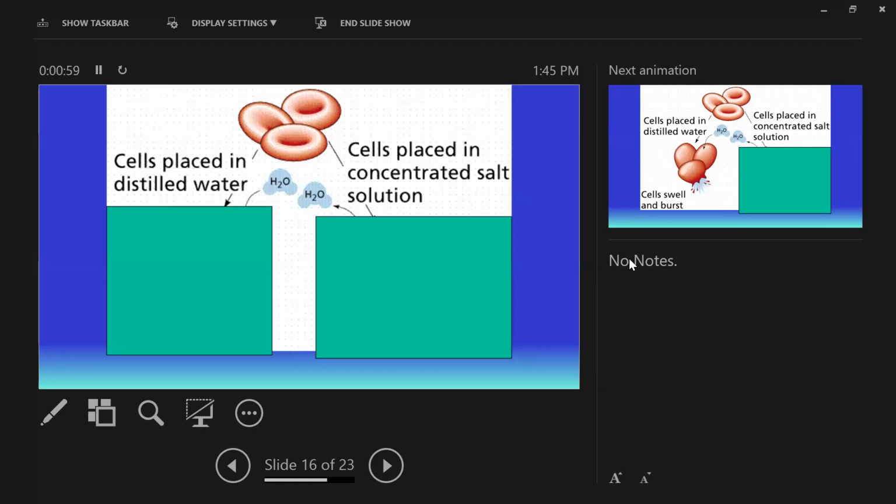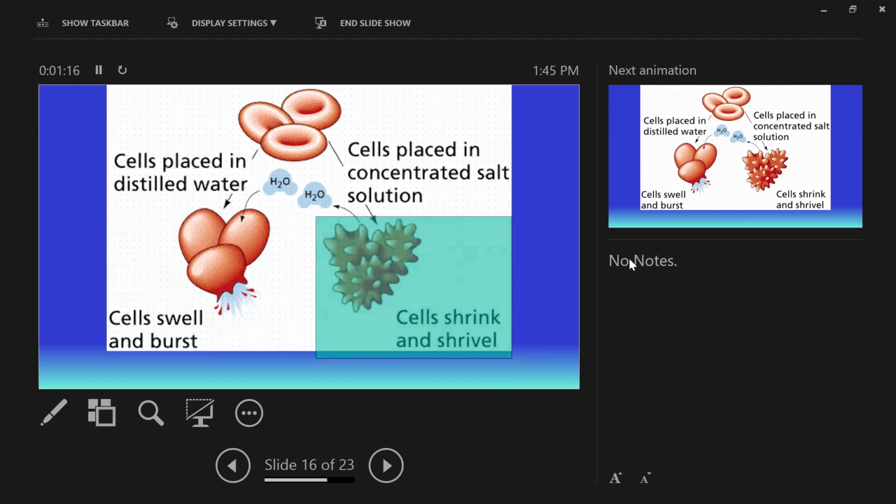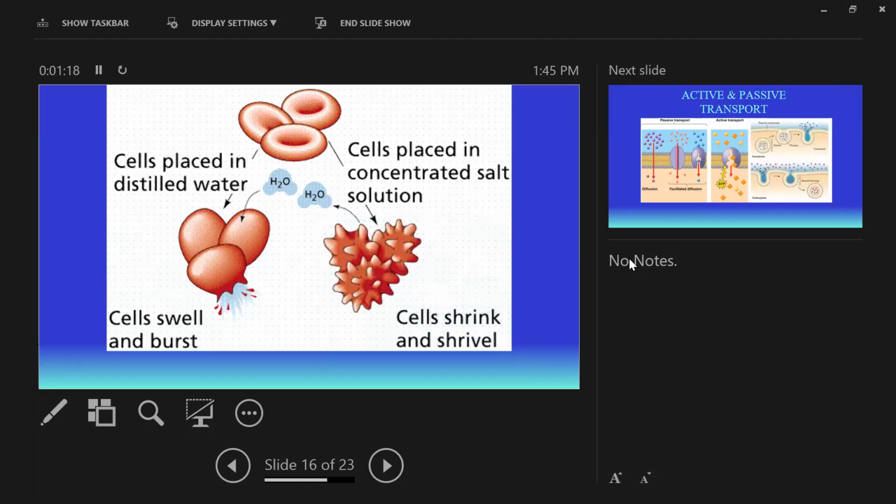Then we have animal cells. Same thing, distilled water, hypotonic solution. The concentration in the cell is higher than it is in the water, so water wants to go into our cell. In this case, the cell is going to swell and eventually it's going to burst. If we put an animal cell in a concentrated salt solution, water always wants to go to where there's more concentration, so it's going to go out of the cell this time, and the cell is going to shrink and shrivel.